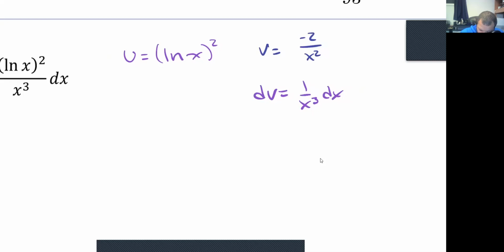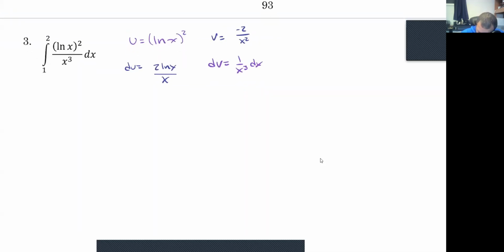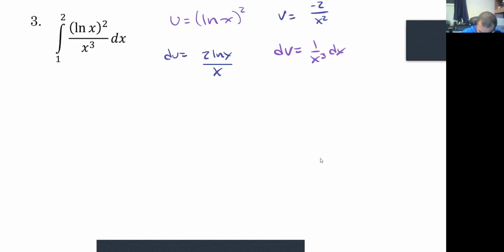And when we look at the derivative of u, right, so when I take the derivative of natural log squared, we would use a chain rule here, 2 natural log of x all over the derivative of natural log of x, which is x. All right, so let's put those things together. Right, we would have this. I'm going to worry about my limits of integration much later.